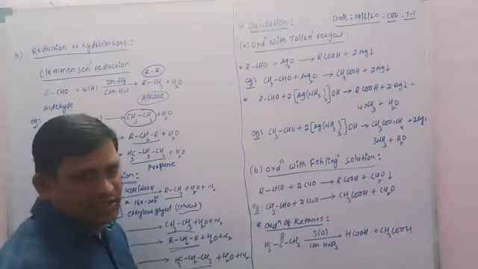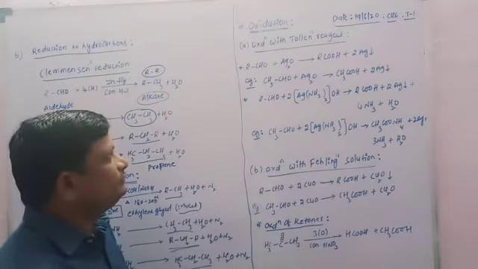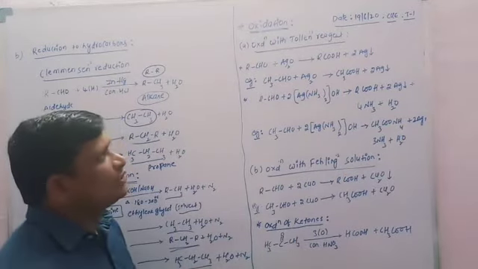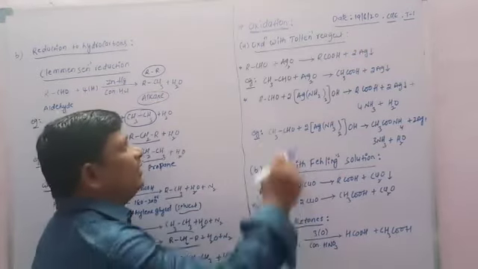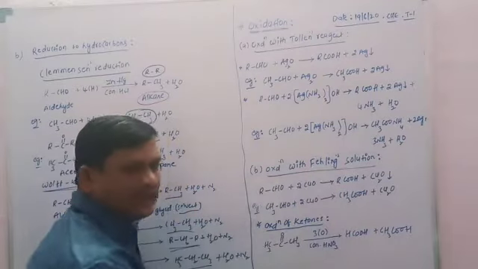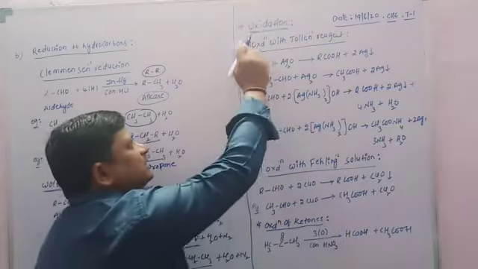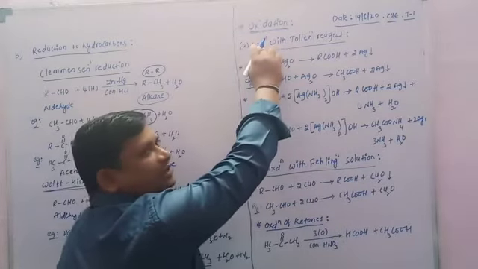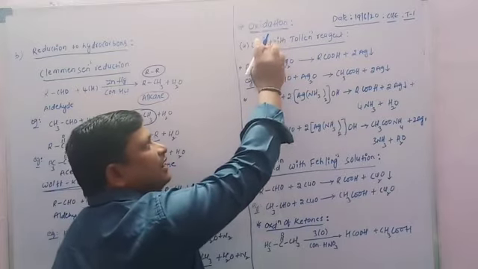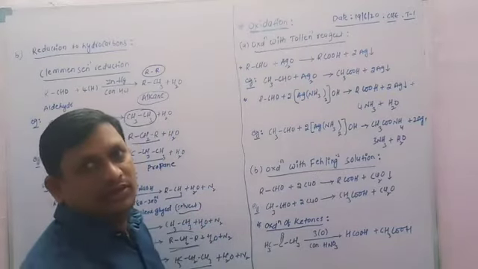Simply, oxidation means addition of oxygen or removal of hydrogen or electrons. Generally these reactions undergo in the presence of two solutions or reagents. One is the Tollens reagent, the second is the Fehling reagent or Fehling solution. Number one is oxidation of aldehydes and ketones with Tollens reagent. What is Tollens reagent?